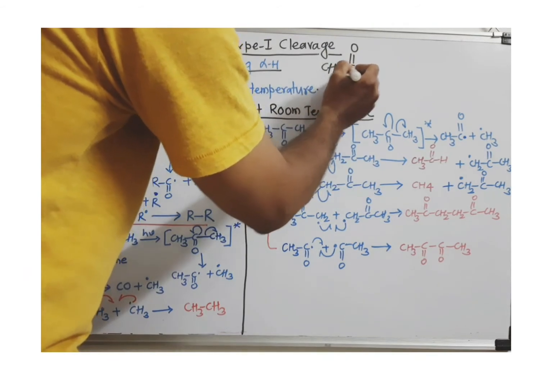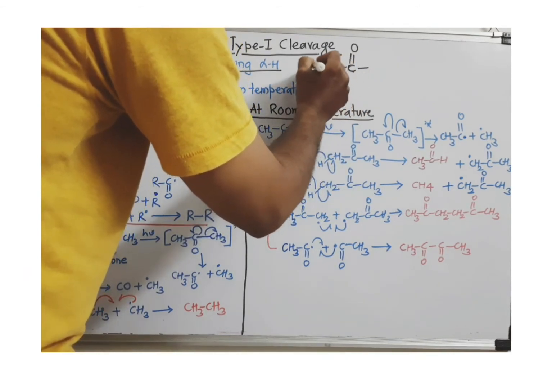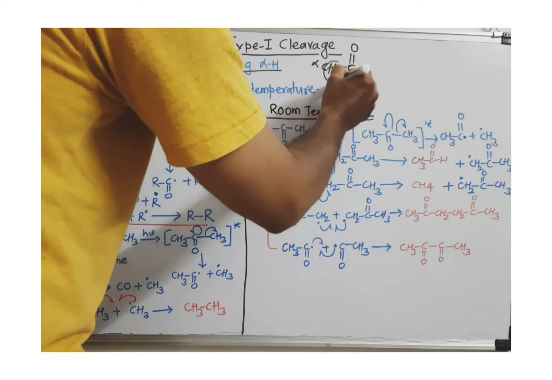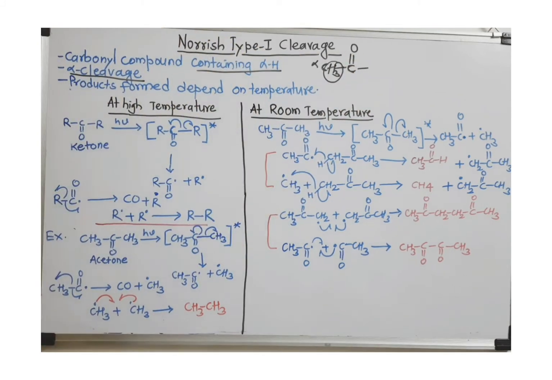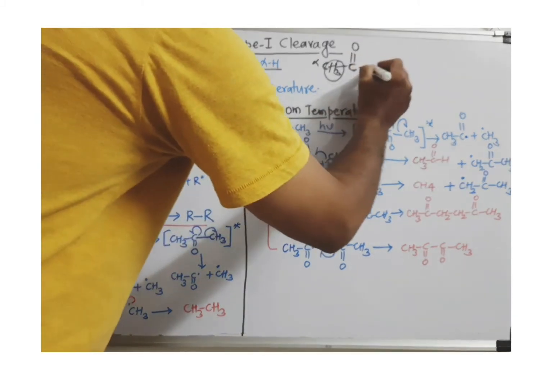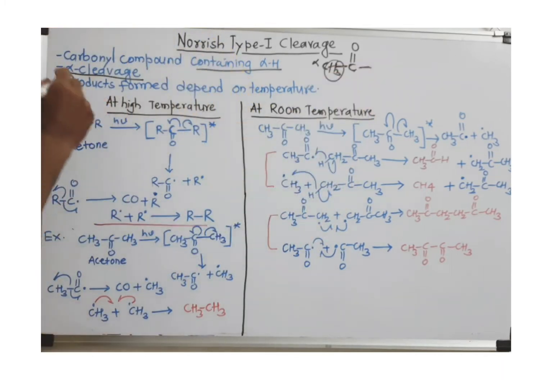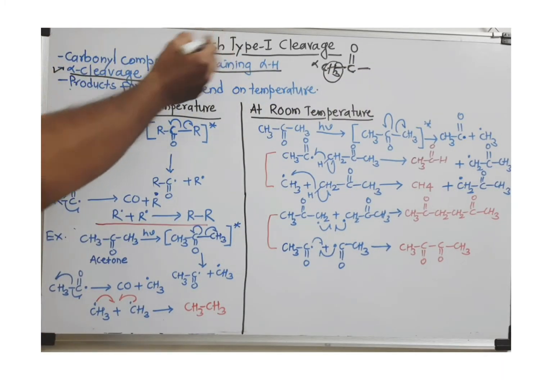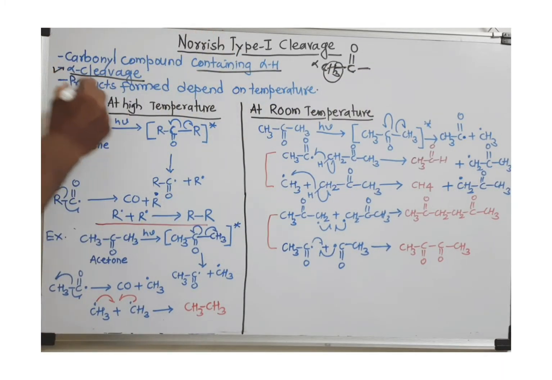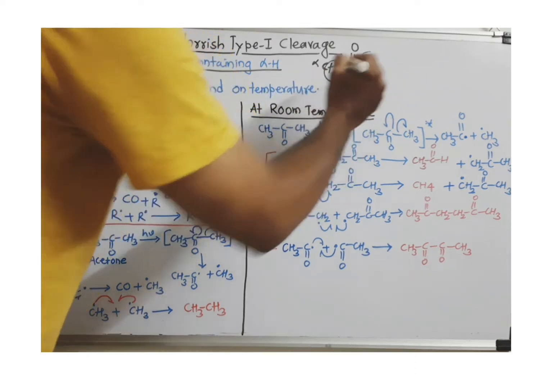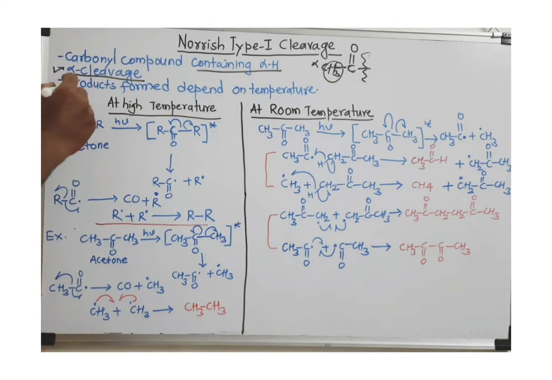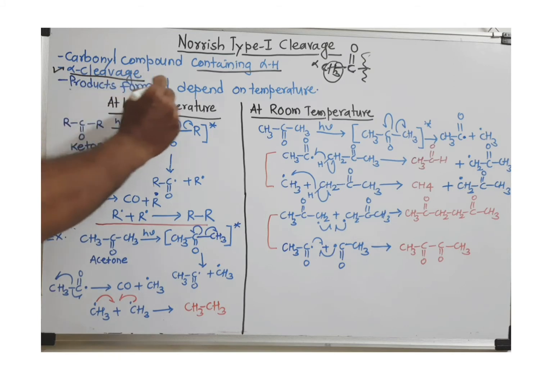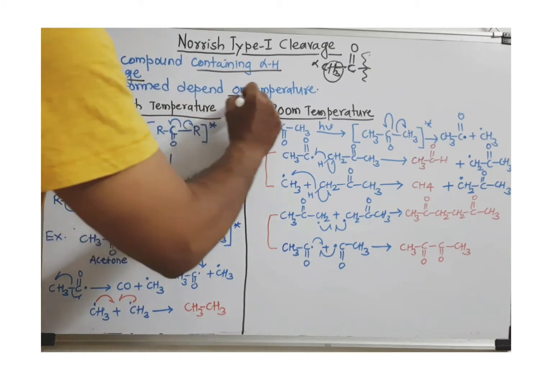This is a carbonyl carbon, and next to this is an alpha carbon. So there are three hydrogens. These three hydrogens are alpha hydrogens, and this is the alpha bond. So what is there? In the Norrish type 1 reaction, there is always alpha cleavage. This bond is broken.